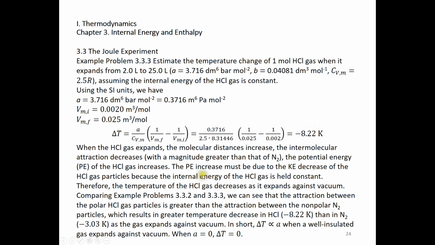Now let's go back to ideal gases. For ideal gases, A is 0, B is 0. There's no attraction, there's no repulsion. So supposedly this delta T is just 0. The expansion of an ideal gas against vacuum will make no change in its temperature.